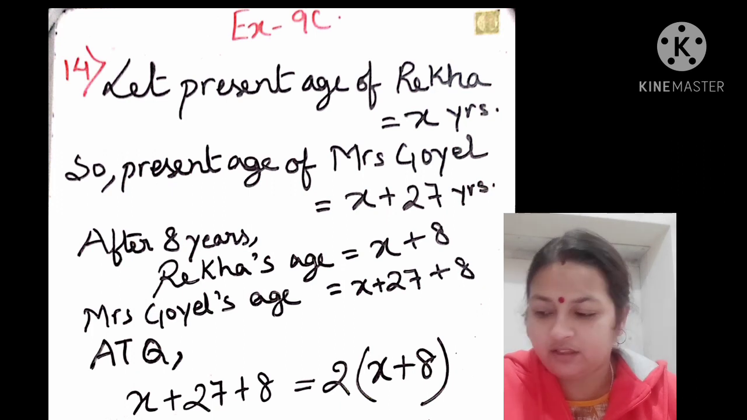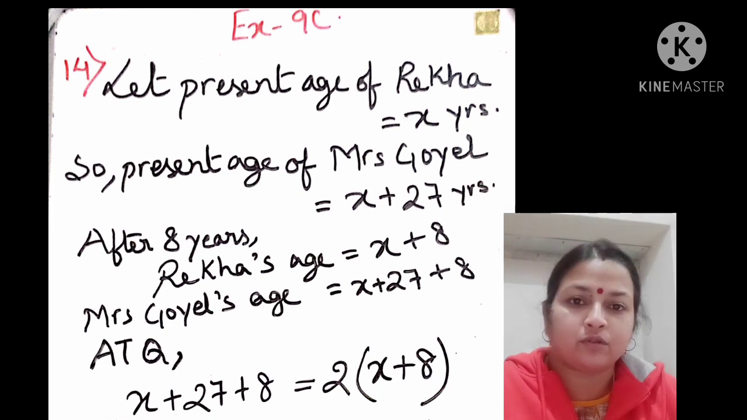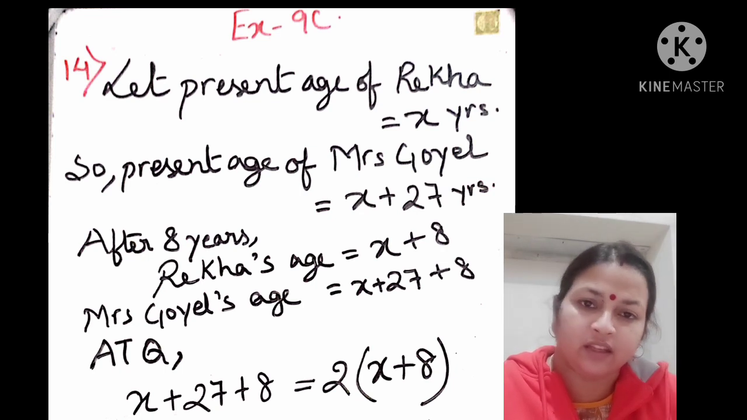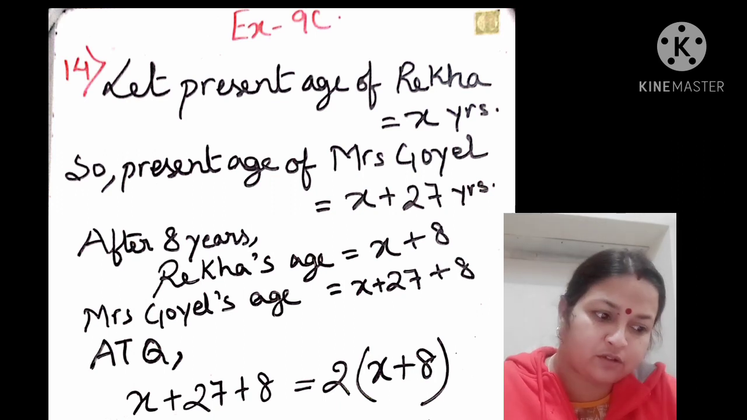Question number 14. Mrs. Goel is 27 years older than her daughter Rekha. After 8 years, she will be twice as old as Rekha. Find their present ages. So I already told you that we take the variable to be the age of the younger one. So let Rekha's age be x. Then Mrs. Goel's age will be x plus 27.